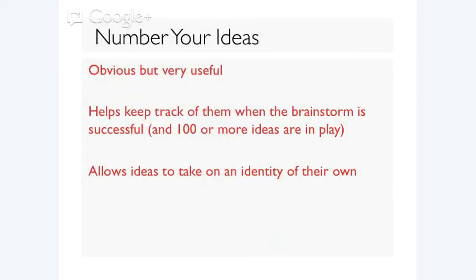The second one seems very obvious, but is tremendously useful. You want to number all your ideas. It gives you that internal motivation to go to 50, go to 100, and it also makes it really easy to refer back, right? It's hyperlinking on paper, so you can just refer to a number, and then ideas get an identity of their own. It's not Bjorn's idea, it's 53 that you can talk about.